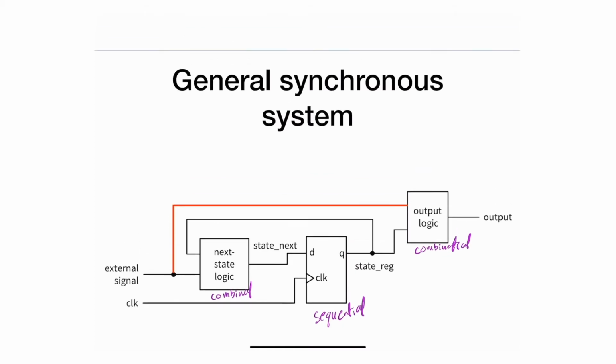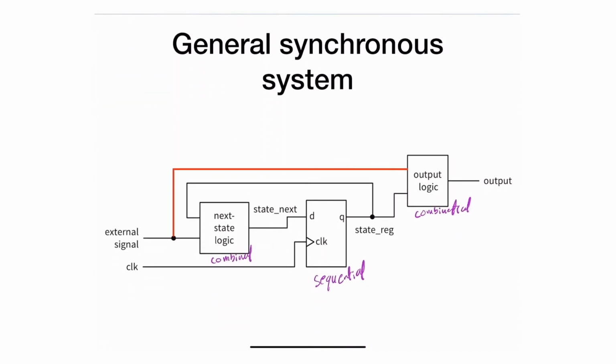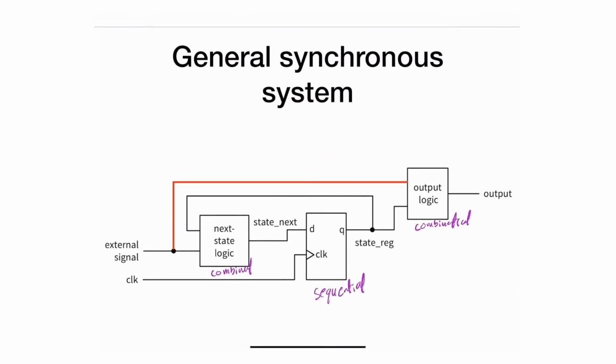So how does that guideline, separate memory components registered into individual code segments, translate here? Well, it's just telling me to code the register, which is a sequential circuit, alone, code the next state logic alone, and code the output logic alone. So it's telling me that you have to do these three separate modules. You're not going to create them in separate modules, but in different blocks.